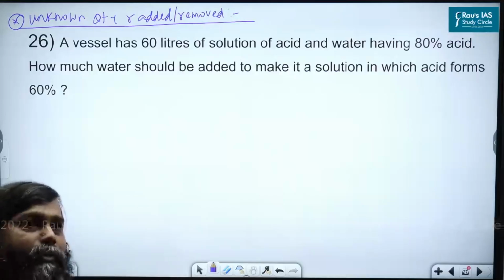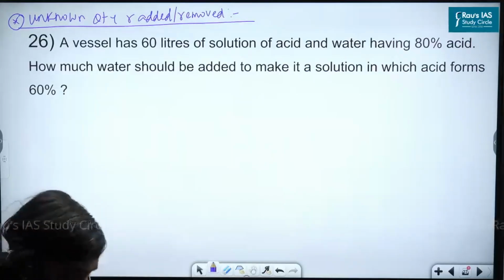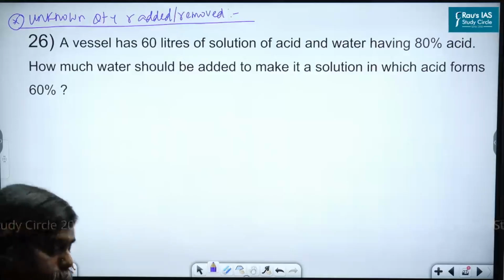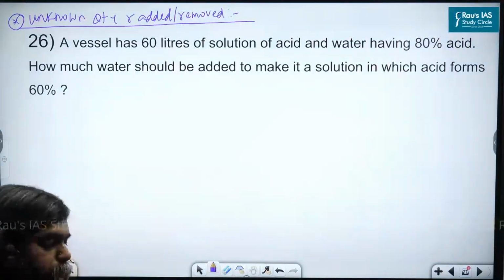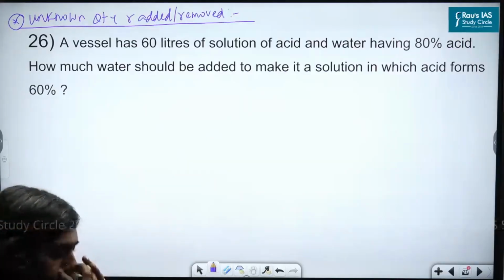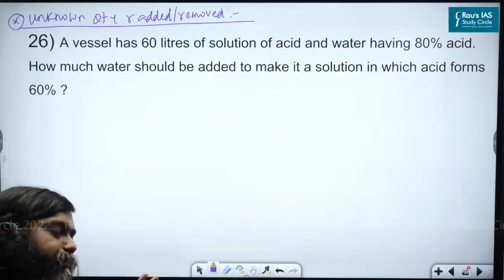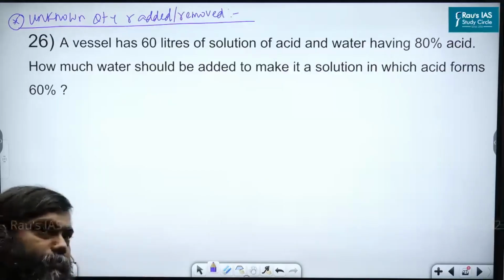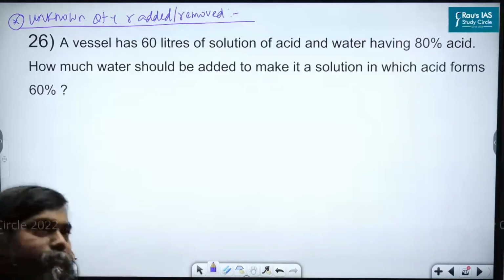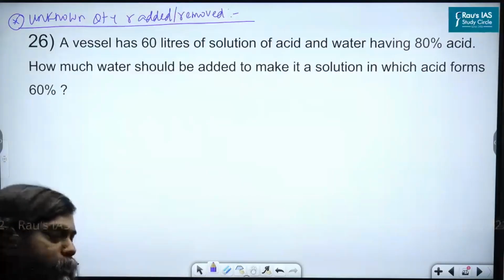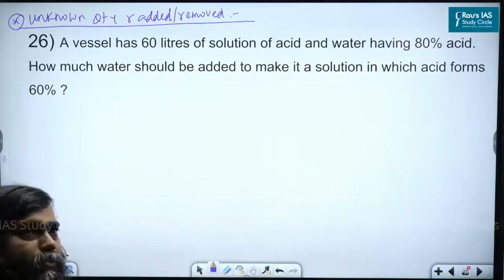Any other? Ashish Ji, how do you try? Sir, I again did it with my basic method only. 60 liter, out of that 80% is acid, so 48 liter acid and 12 liter water. Let the total amount be X, the new solution, so that 60% of that should be 48 liter. The amount of acid would remain the same. You equated the acid. Very good. Yes, sir. Understood. Right.